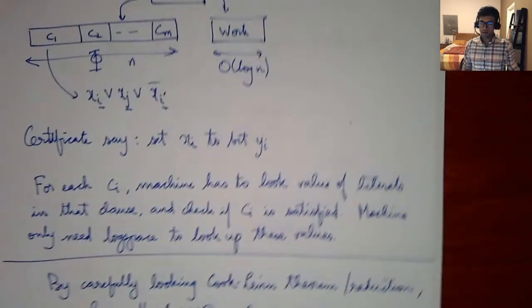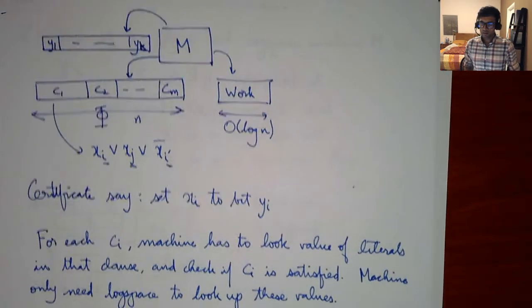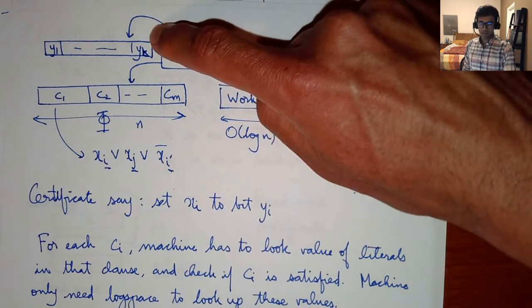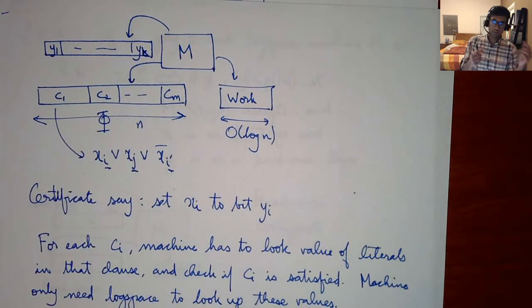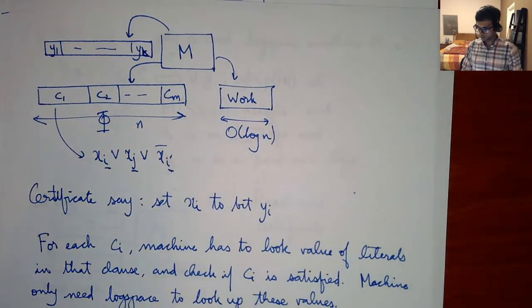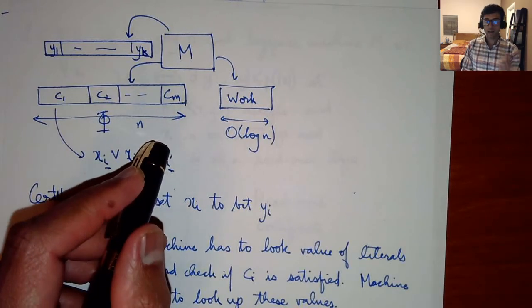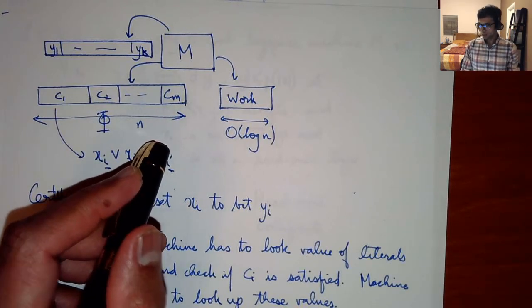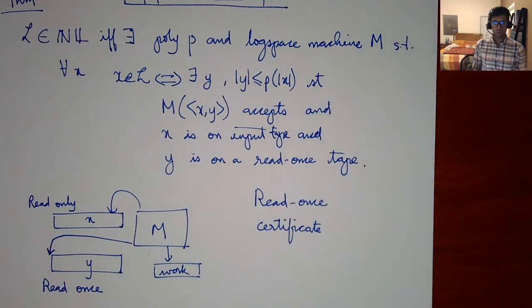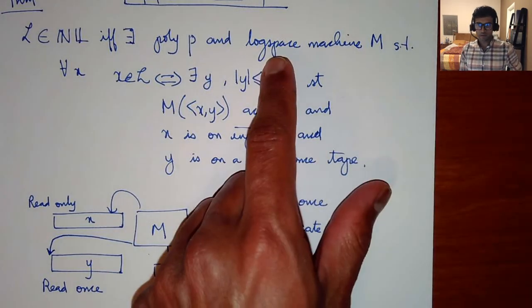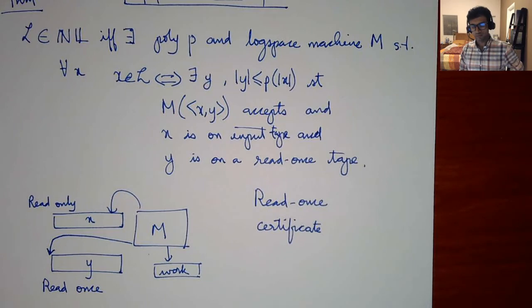Remember, let's go back to our example with 3SAT. If you look at the certificate, which is the y's, the head has to move back and forth because for every clause there are 3 variables, and so the machine may have to go back and look at a variable value that it saw before, because the same literal may appear multiple times. So the head has to go back and forth. What we impose here is to say that it can only be read once. Suppose instead of this I said polynomial time machine, but the certificate is still read once. Then what happens?